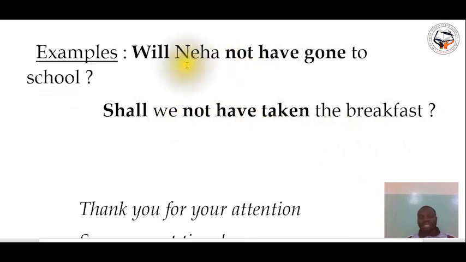So here you must pay attention. If you contract will and not, you must not put not into the sentence again, because you have already contracted will and not. The same for shall and not. If you contract shall and not, pay attention not to write not again in the sentence. Here it is, won't Niha have gone to school? And do not say, won't Niha not have gone to school? If you say that, it is a mistake. And here too, shan't we have taken the breakfast? And not, shan't we not have taken the breakfast? This is a mistake. So if you contract, do not write not again in the sentence.